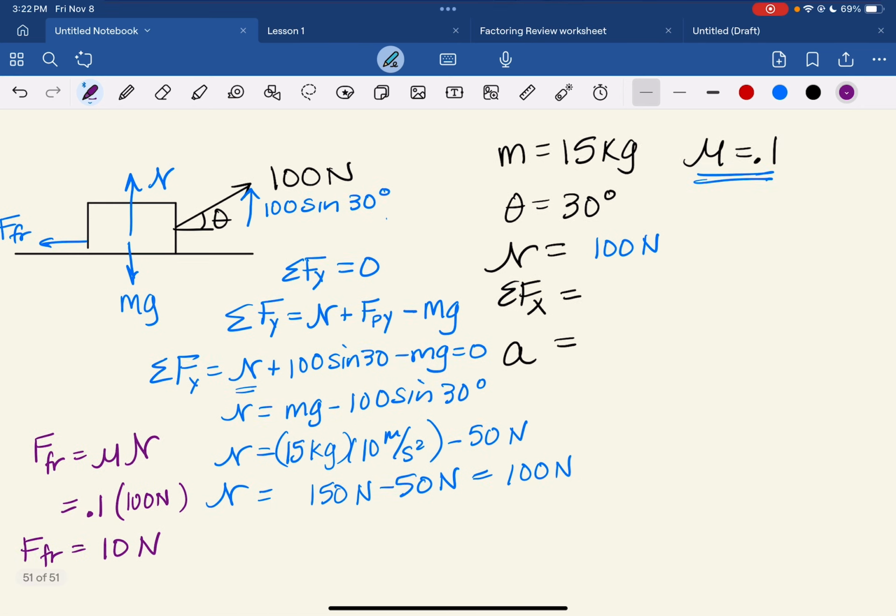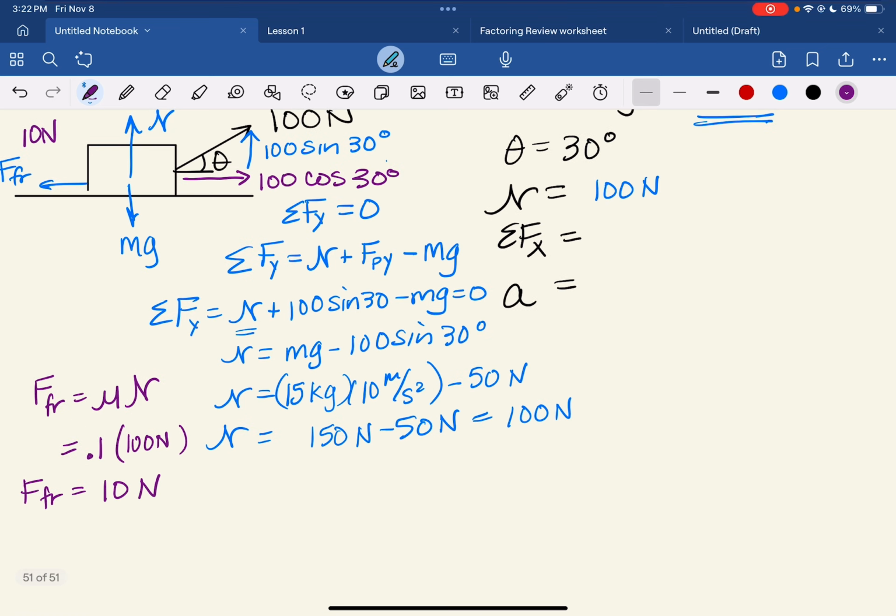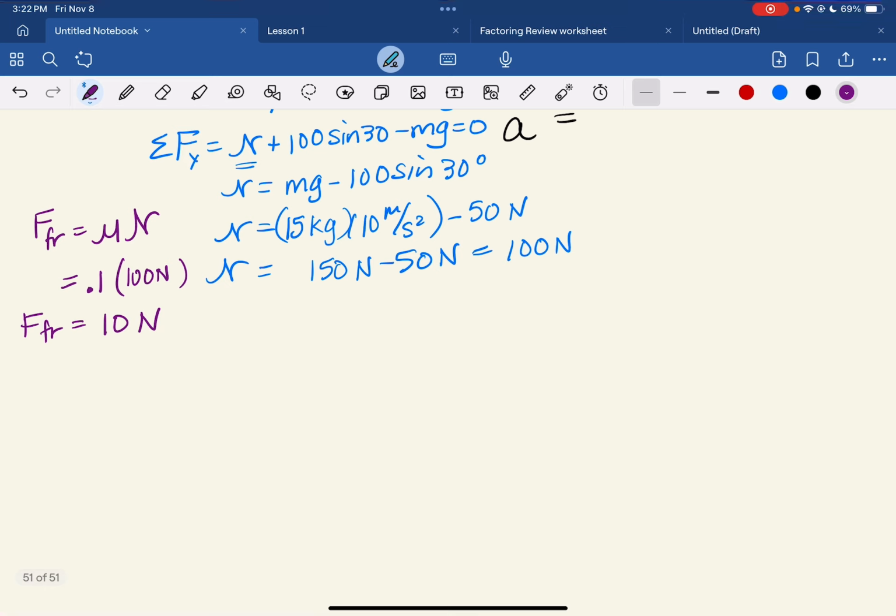All right, so now that we know that, this will be 10 newtons here, and I have the x component of this pulling force, which is going to end up being 100 cosine of 30 degrees, because that's the adjacent side. So let's go ahead and take a look at the forces in the x direction and get those resolved. So I have 100 cosine 30 degrees, and I have 10 newtons, which is my force of friction. Again, not to scale, folks.